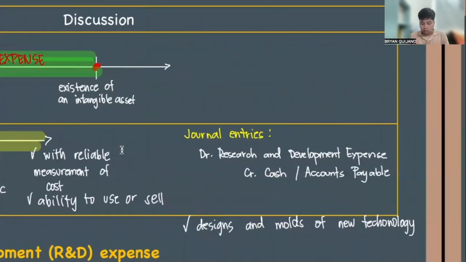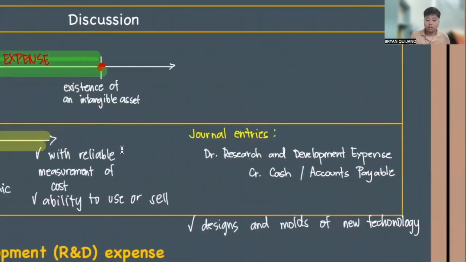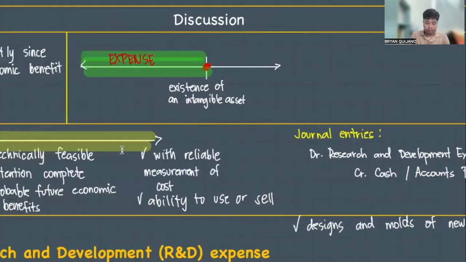The entry to record the research and development is that we will go into debit research and development expense, then we'll go into credit cash or accounts payable. But again, if the development cost will be capitalized to the intangible asset, our debit here should be the intangible asset.